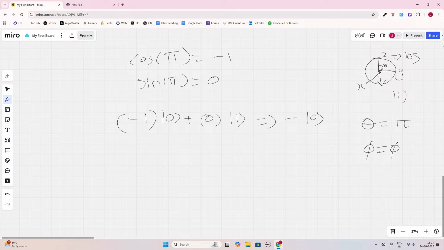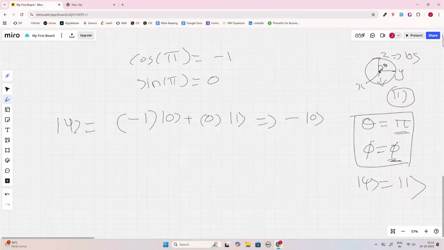Is it satisfying? The output should be what? For these angles, my quantum state should give an output of 1, right? So the quantum state is here, so it should give the output of 1. But if I apply these angles into the formula, I'm getting the output as -0, meaning 0 in the negative phase. So it is not correct. It is wrong, right?